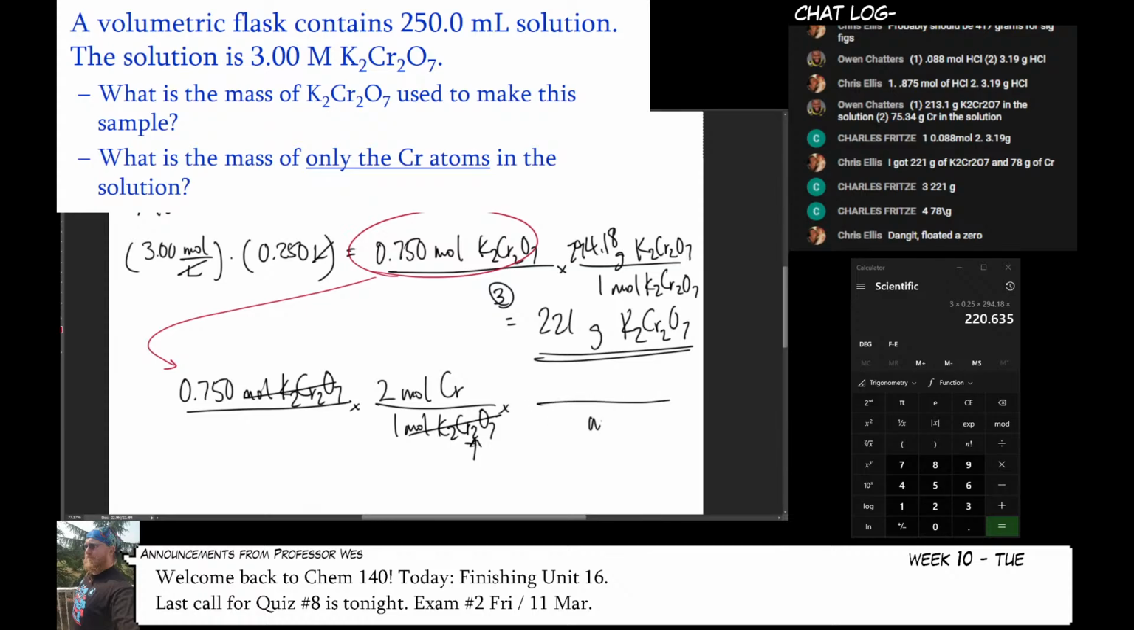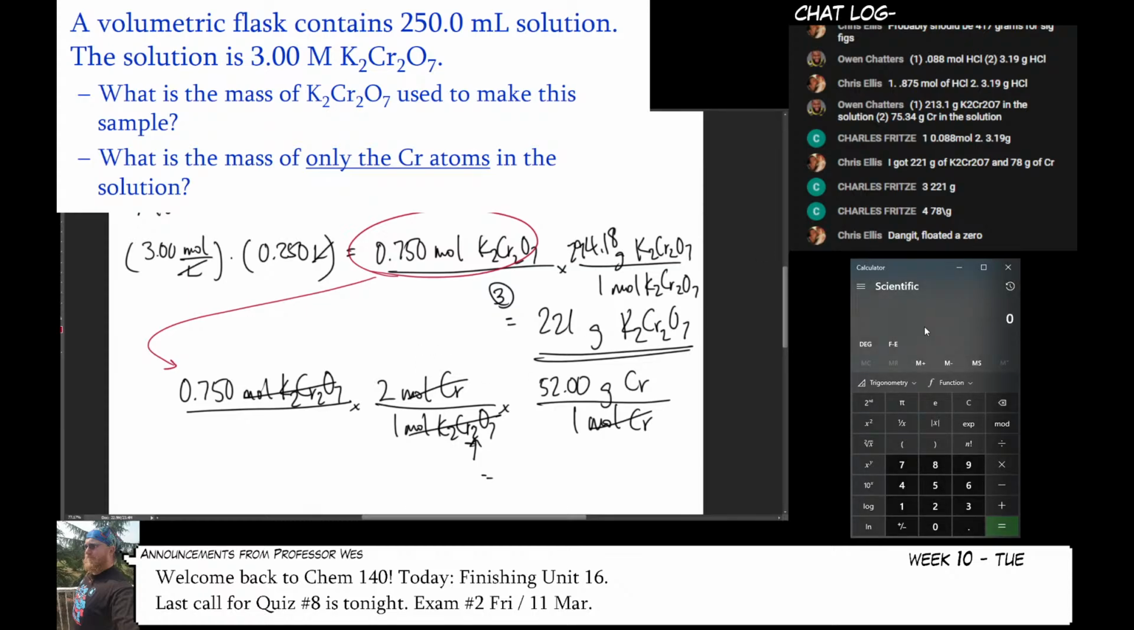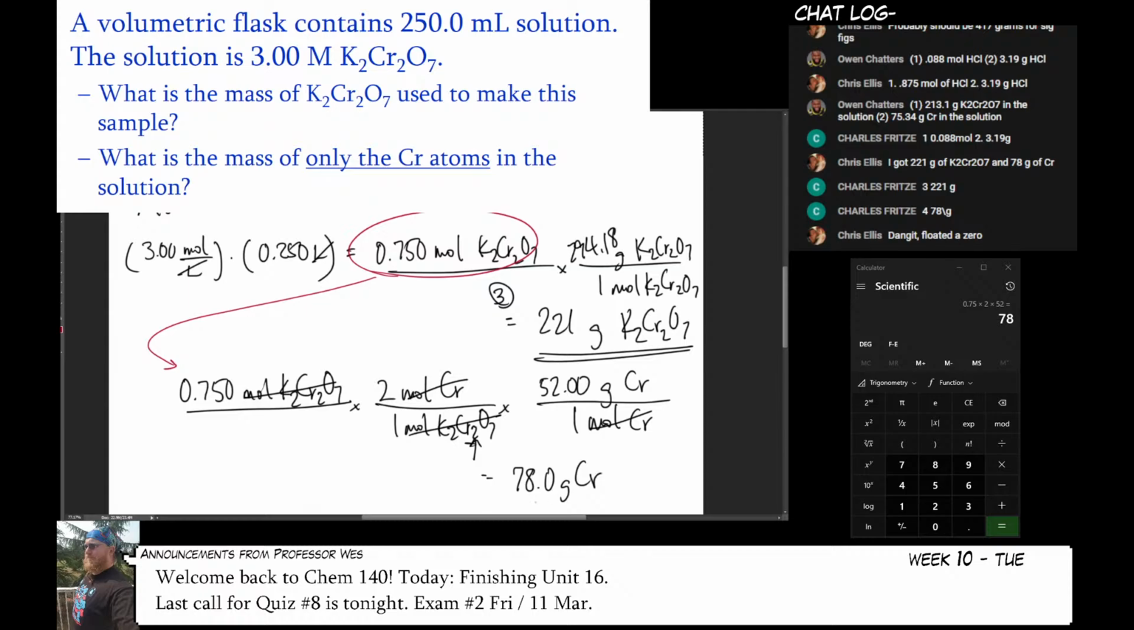And then I could say, okay, well, moles of chromium, grams of chromium. In a mole, there are, from the periodic table, 51.996. That's close enough to 52. We'll just do that. So now I can go to the calculator: 0.750 times 2 times 52.00. And I got exactly 78. Look at that. And that's the answer to number 4. There you go.